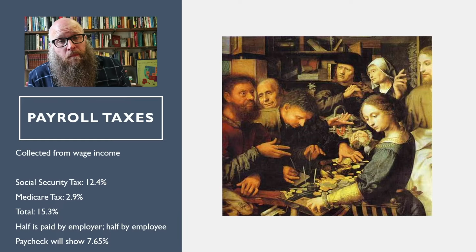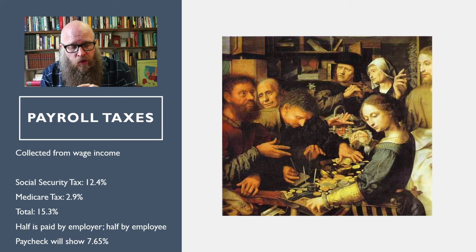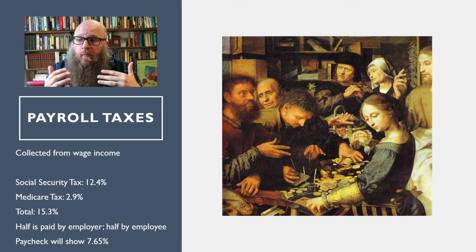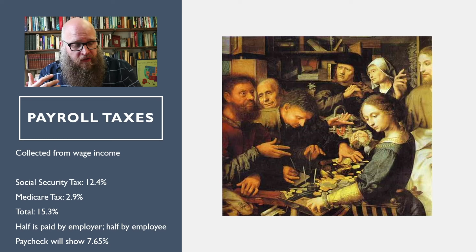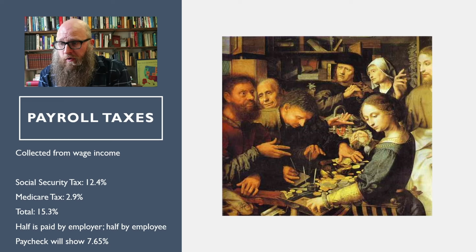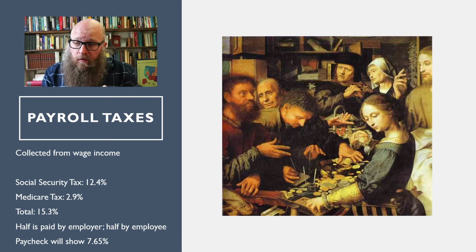The next biggest component of federal taxes are what we call payroll taxes. So you get this on your wages. This is not a tax on all income like the individual income tax. This is just a tax on earned wages. It's how we fund Social Security, 12.4%, and also Medicare, that is the medical insurance for the elderly, at 2.9%. The total is 15%.